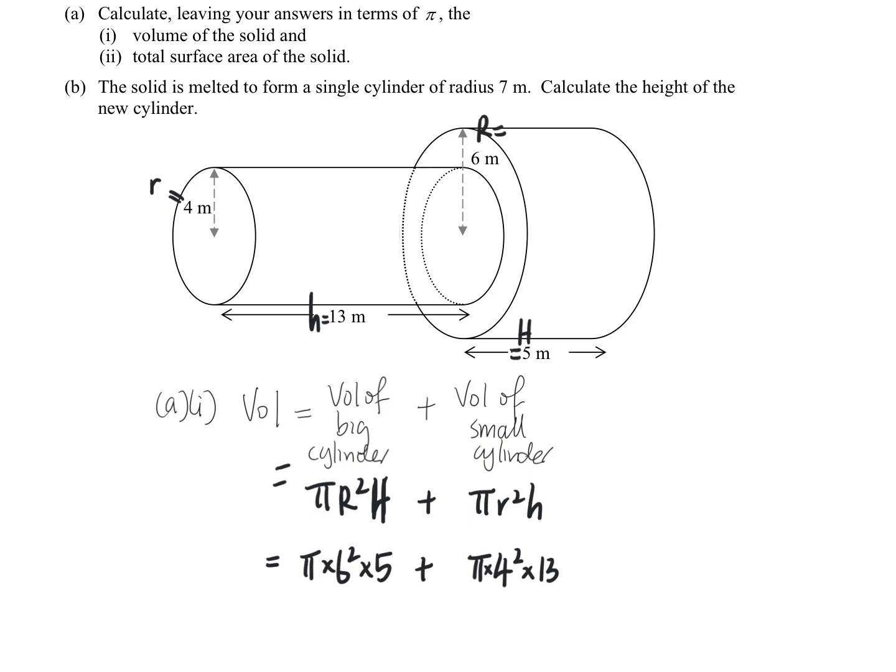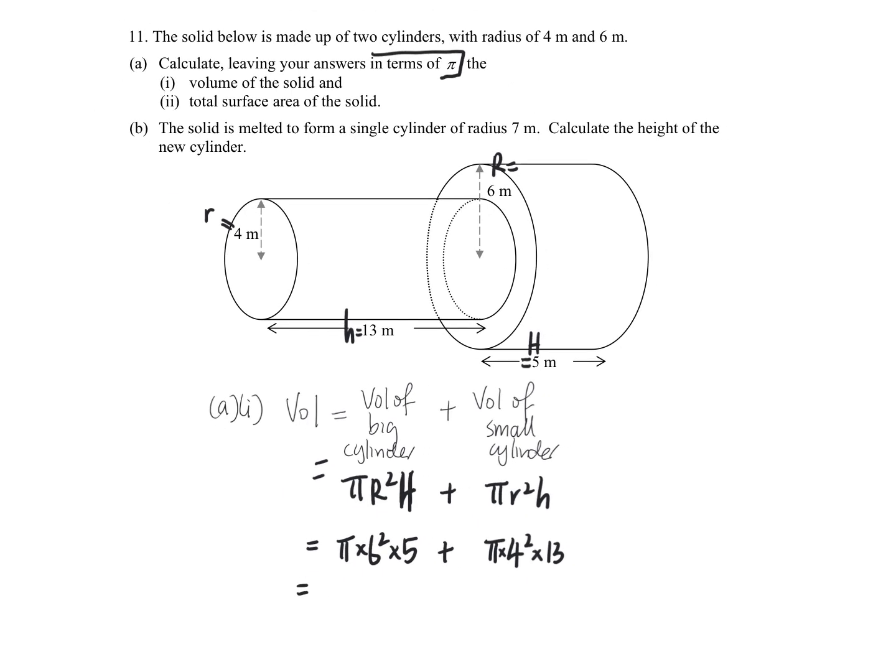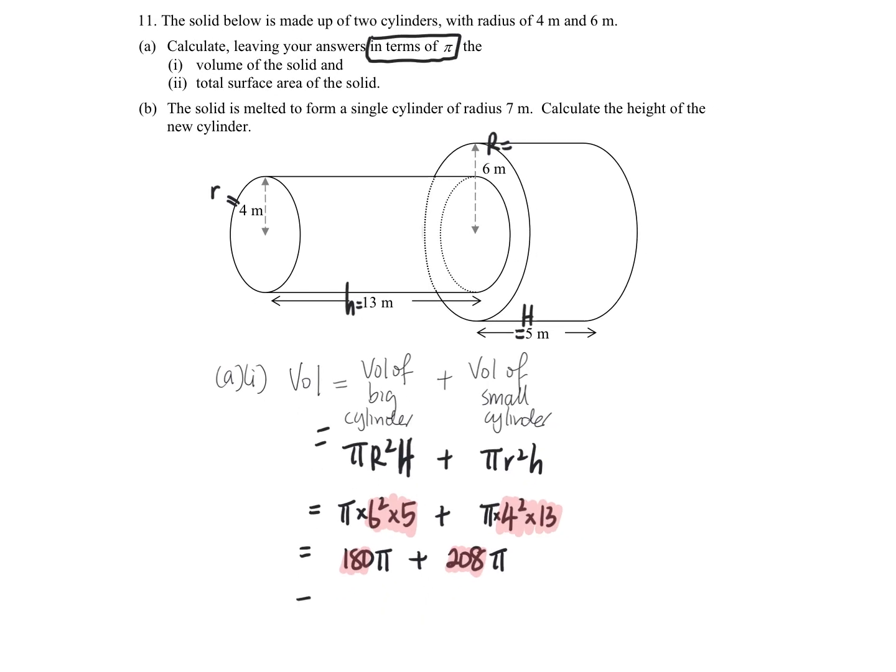So remember, they say leave your answer in terms of pi. When you are calculating, don't evaluate the pi. Don't key in the pi in your calculator. Just 6 square times 5, 180 pi. Just 4 square times 13, 208 pi. Add them like algebra. So your answer will be 388 pi cm cube.